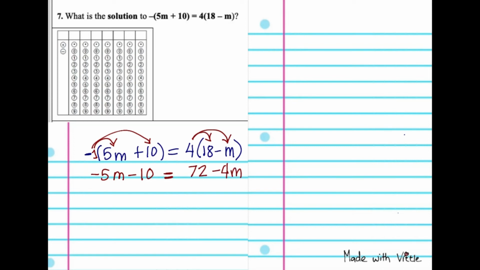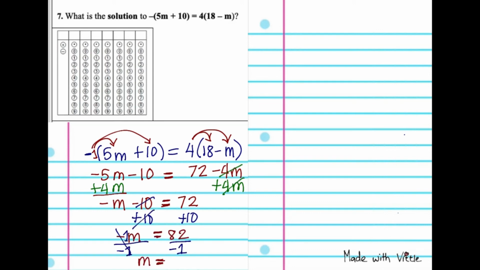Eliminate this negative 4m by adding 4m on both sides of the equation. You have 72 left on the right side of the equation. On the left side of the equation is negative m minus 10. You want that negative m to be all by itself on that left side. So add 10 to both sides to cancel that negative 10. Now divide by negative 1. M will be negative 82.